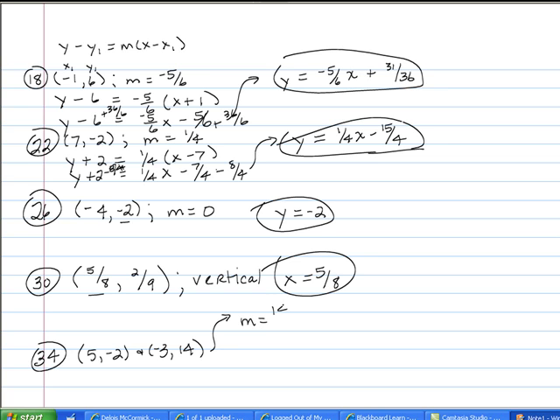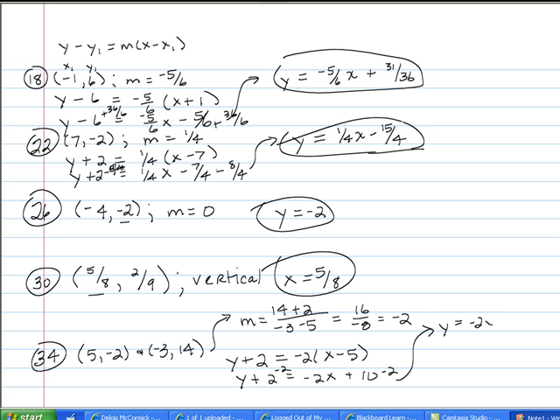So I've got 16 over -8. It's a -2. So now y minus, I'm going to use the first point, 2, equals -2 times x minus 5. Y plus 2 equals -2x plus 10. We want to subtract 2 from both sides. And we get y equals -2x plus 8. Final answer.